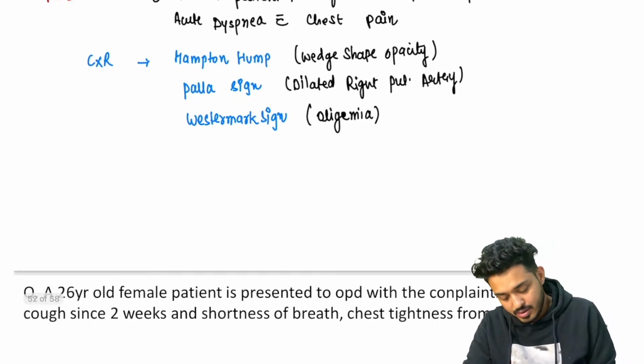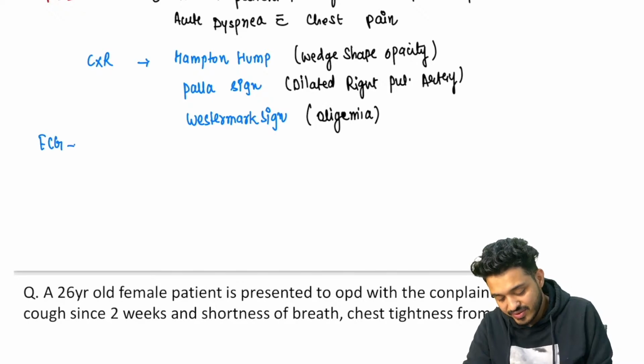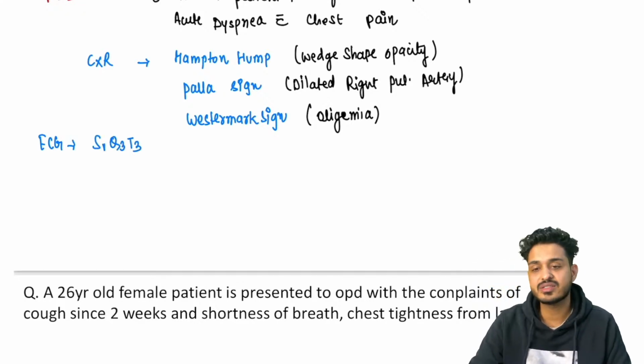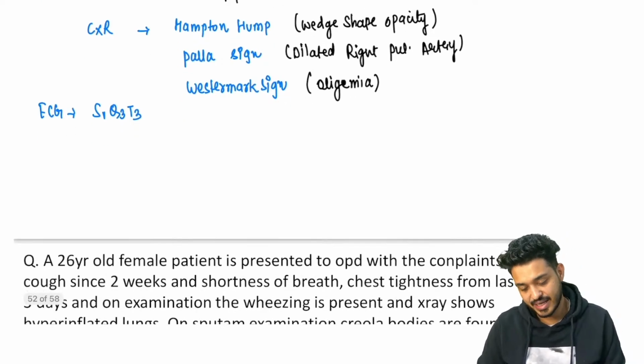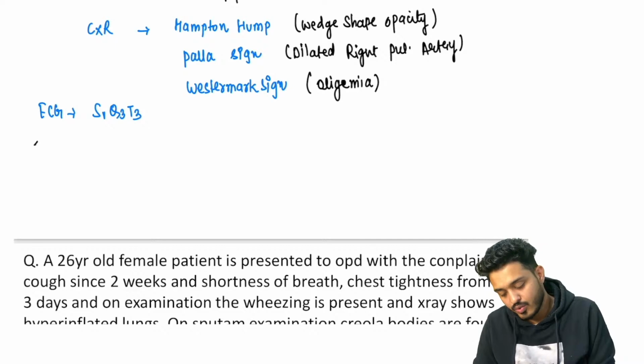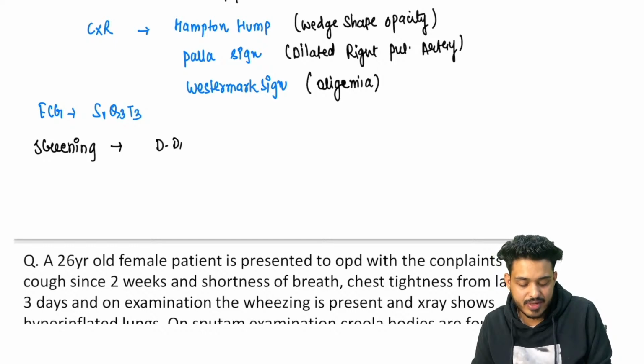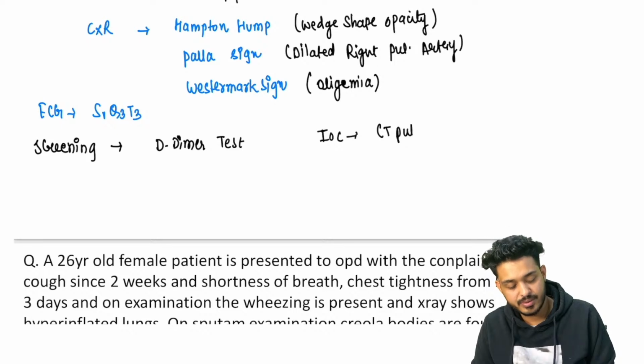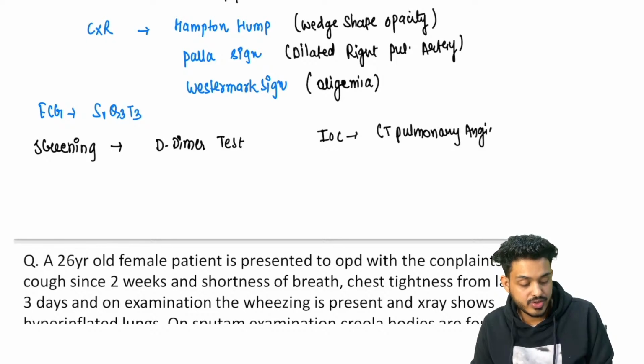How are you going to identify it on ECG? You will be finding a special sign, that is going to be the S1, Q3, T3 sign, right? For screening, we are going to do the D-dimer test. And the investigation of choice is going to be CT pulmonary angiography, CTPA.